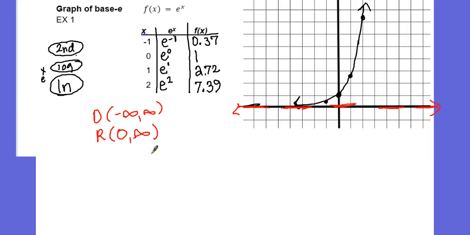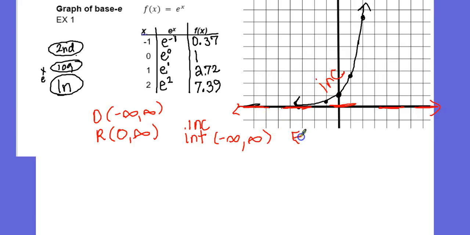Okay, and then let's talk about its interval of increase. This is an increasing function, and it's always increasing, right? On the left, until we get to the turning point (0, 1), it's increasing really slowly. And then once we hit the turning point (0, 1), it starts to rapidly increase once we get into positive values. So it is increasing on the interval negative infinity to infinity.